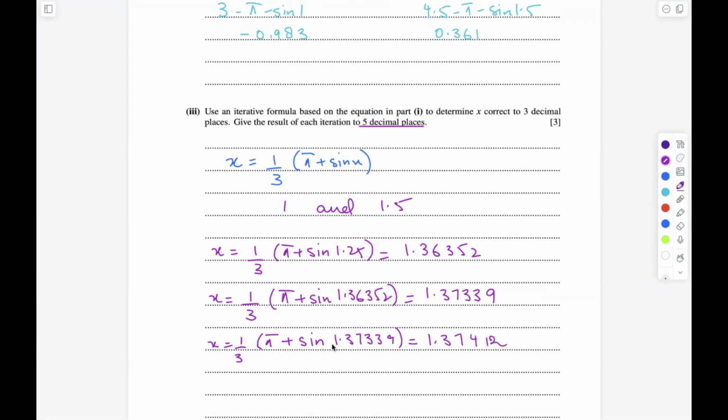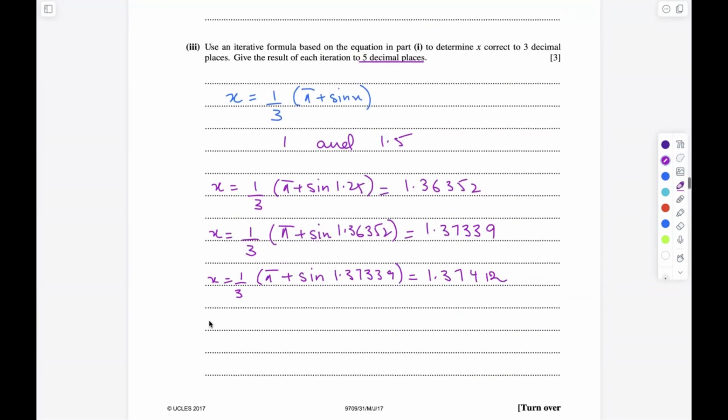And then substituting x equals 1.37412, we'll get 1 upon 3 into pi plus sine of 1.37412, and we'll get 1.37410. And when we substitute 1.37410, we'll still get the same answer. So the final answer, as you have to give it to 3 decimal places, will become 1.374.